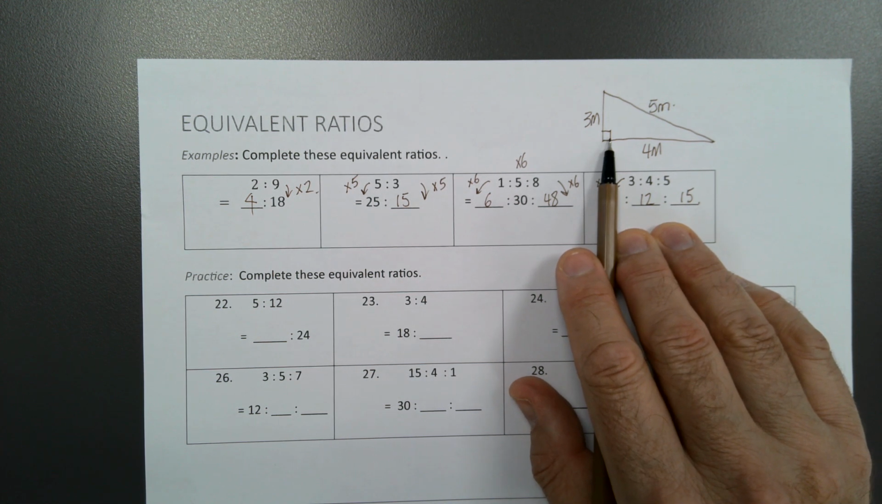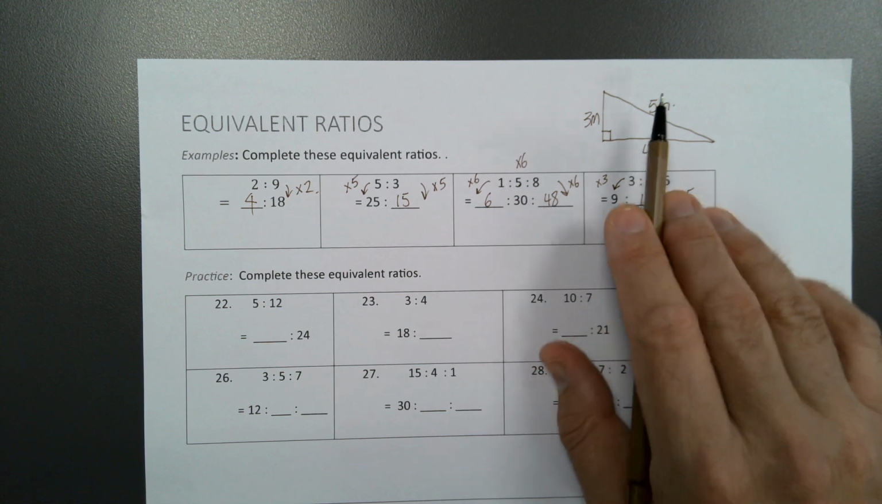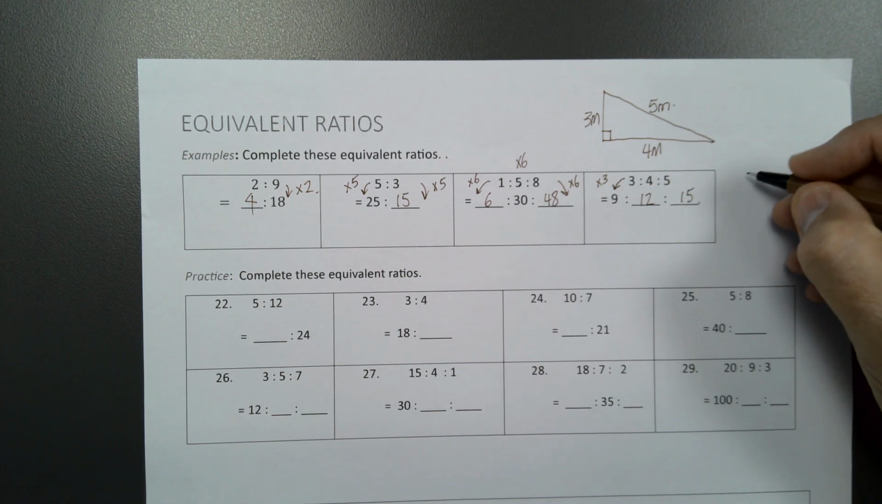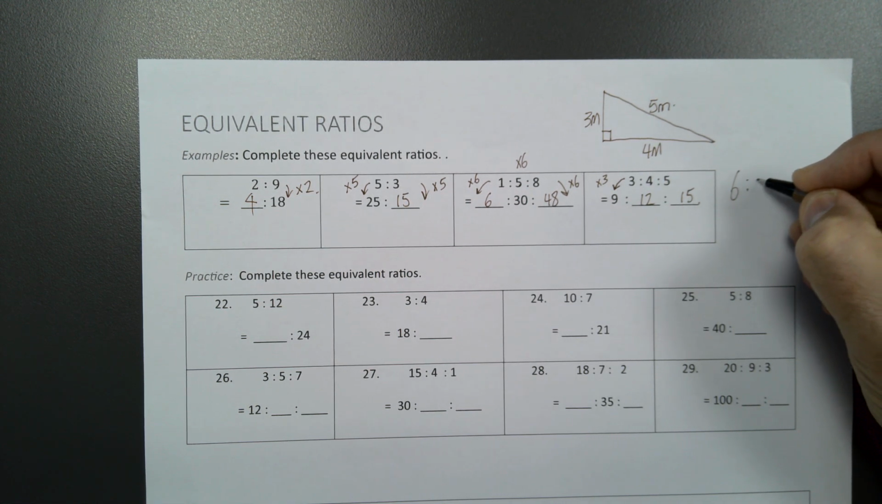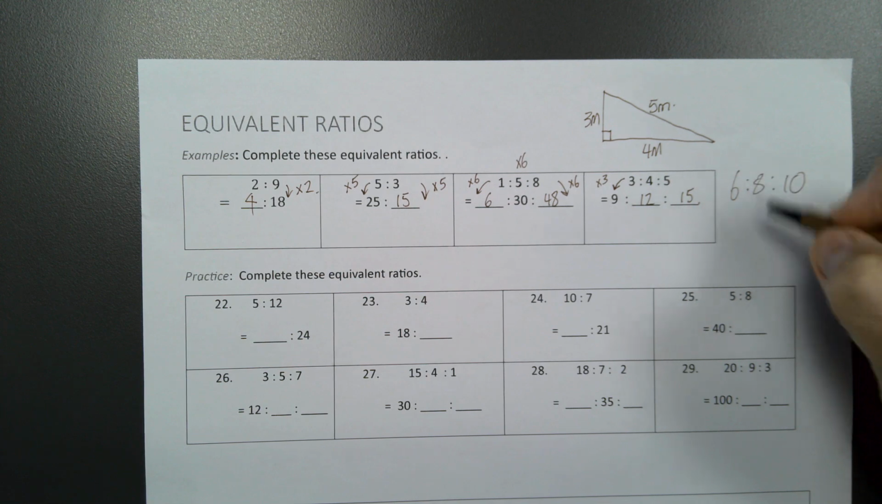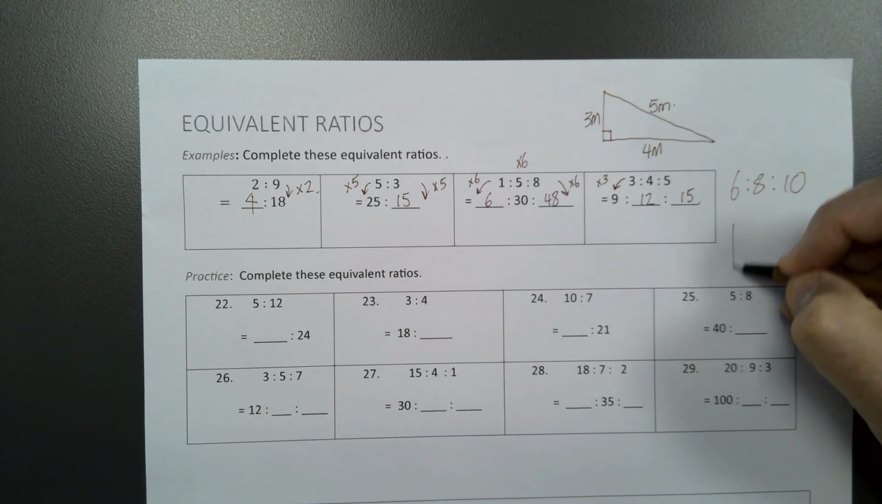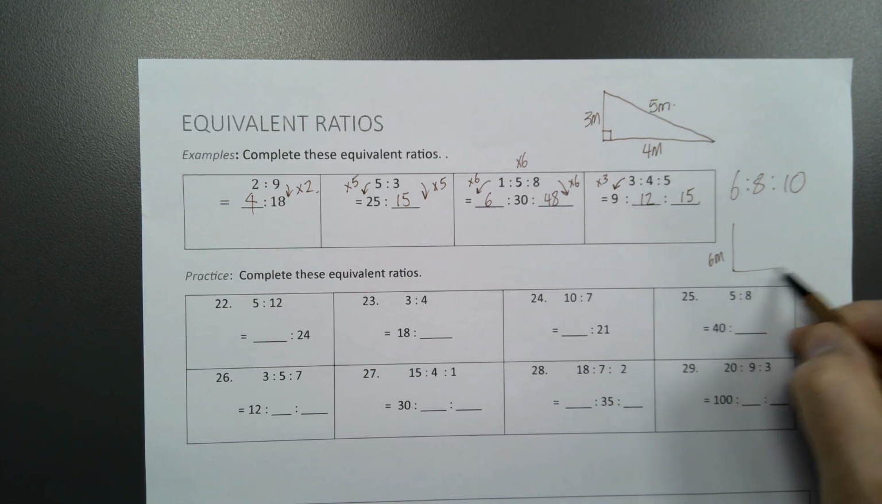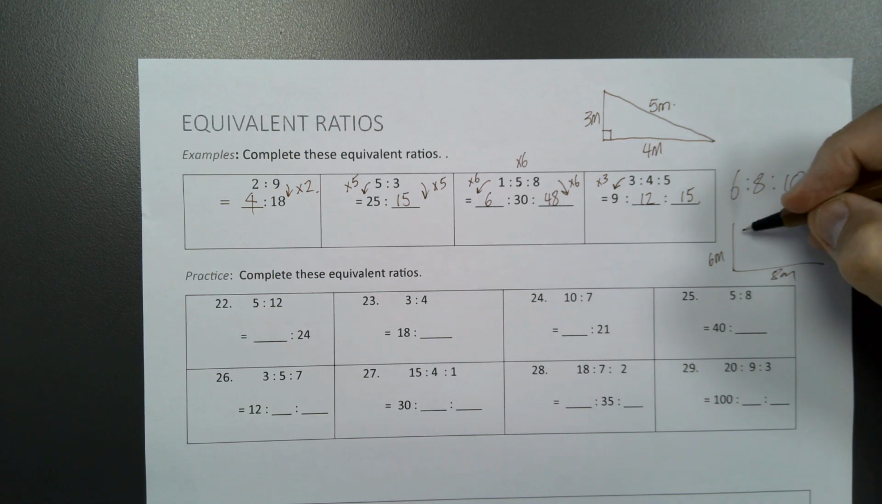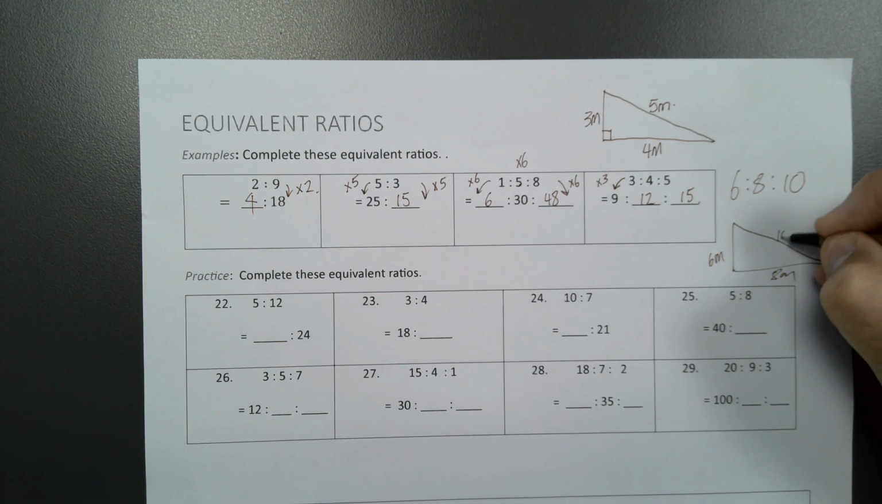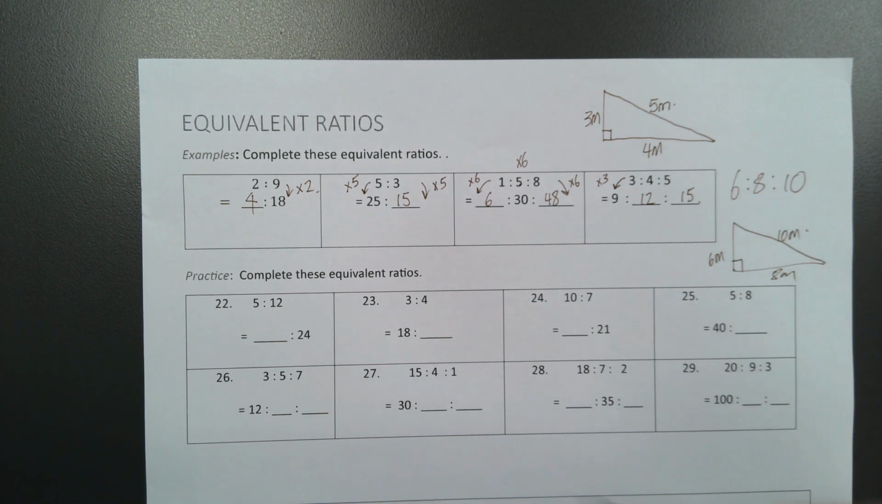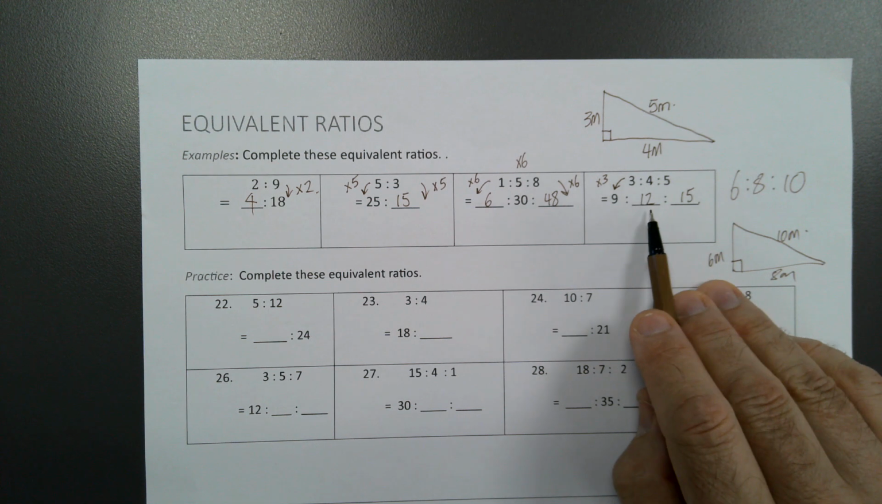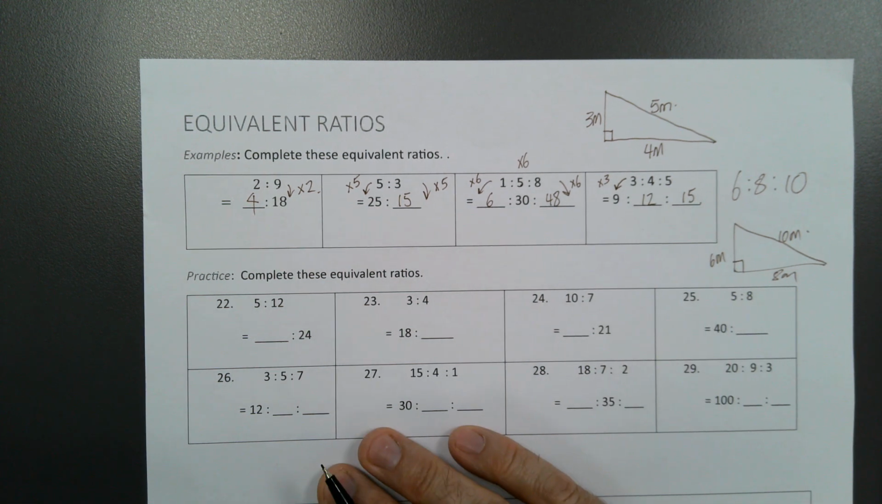Does it have to be 3, 4, 5? No. If I went 6 is to 8 is to 10, if I measured out 6 meters and then 8 meters and then made sure across there was 10 meters, then that would be a right angle as well, because it's equivalent ratios.